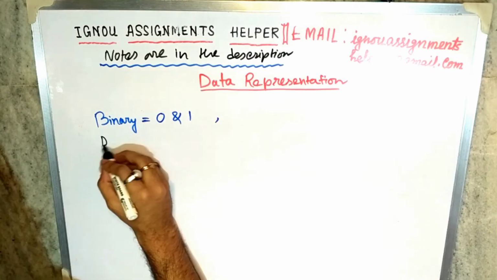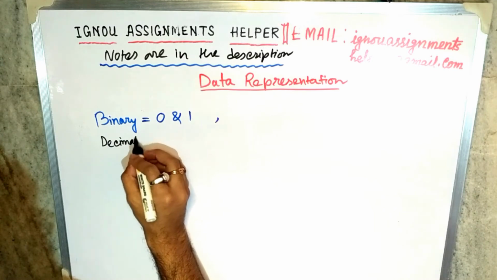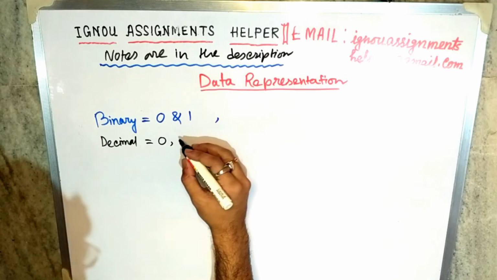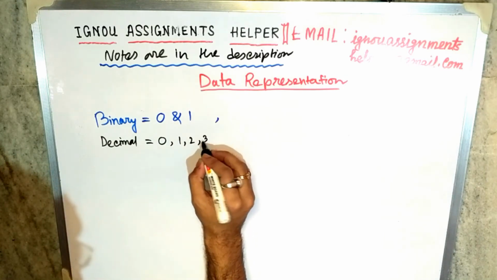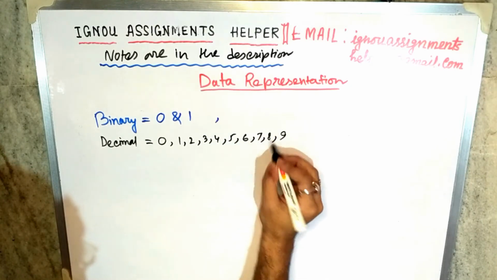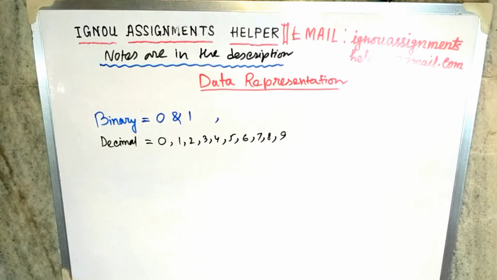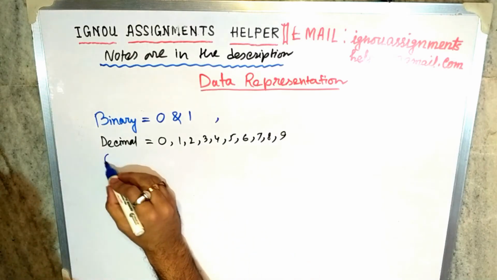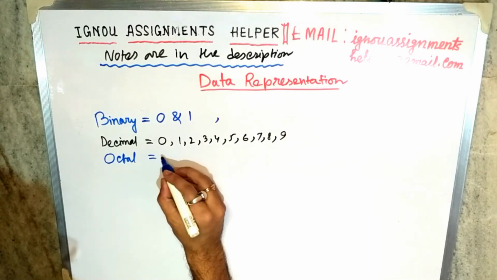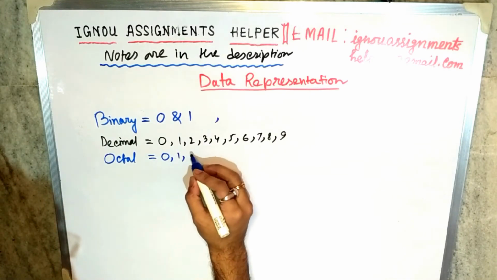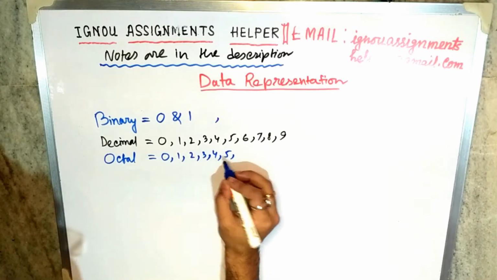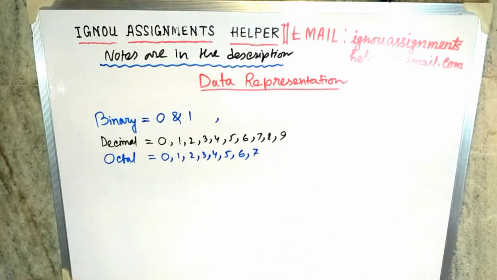The next one is the decimal number, which we generally use for our calculations. That is 0, 1, 2, 3, 4, 5, 6, 7, 8, 9. Now the next one is octal. It is somewhat like the decimal number, but it only has 8 digits in it: 0, 1, 2, 3, 4, 5, 6, 7.